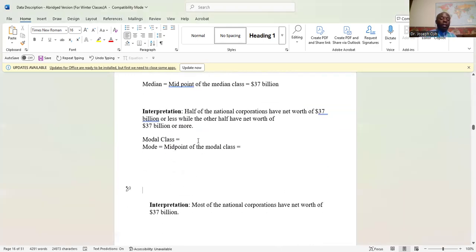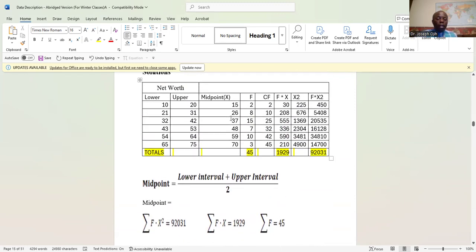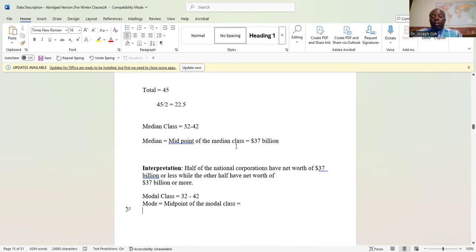Again, it is a coincidence that the median class and modal class are the same. The midpoint of that class is the mode, and like before, the midpoint is 37 billion. So the mode is 37 billion.